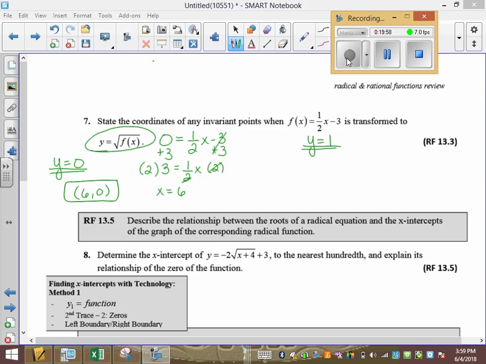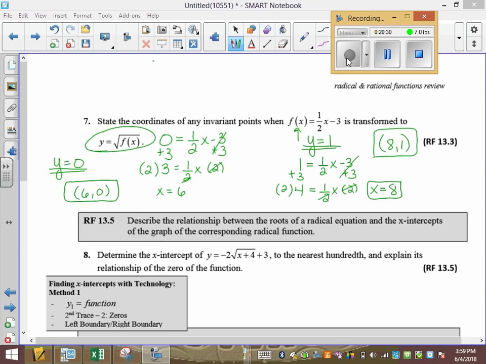Now, when y equals 1, I'll plug it into this equation for y. So I'm going to get 1 equals 1/2 x minus 3. Add 3 to both sides, and I get 4 equals 1/2 x, multiplied by 2, x equals 8. You need to know how to do this algebraically. Yes, you could go into your calculator and plug into y2 = 0 or y2 = 1 and find out where they cross. But you need to be able to do this algebraically. So (8, 1) is the other invariant point.